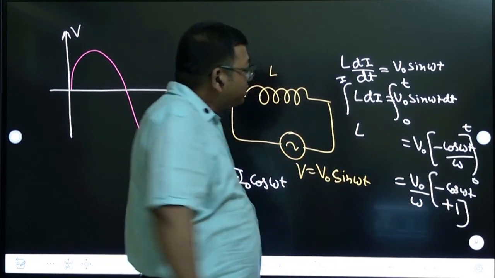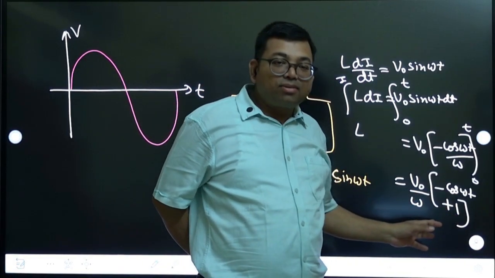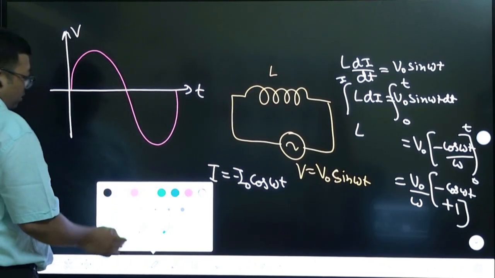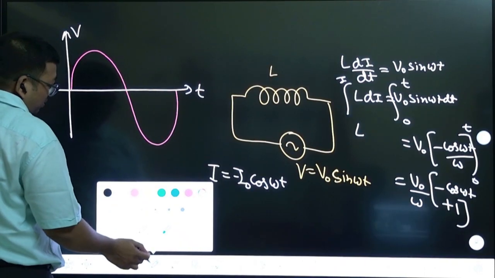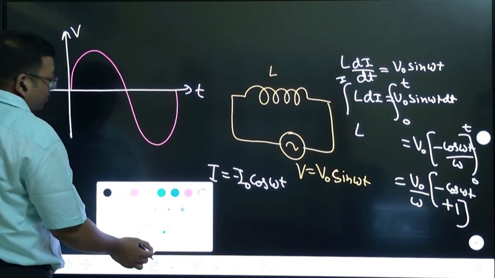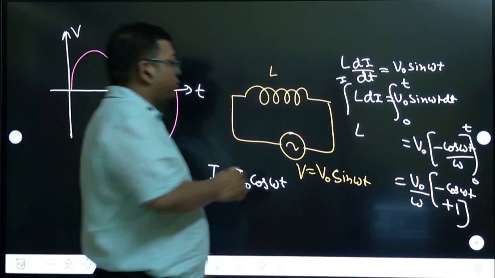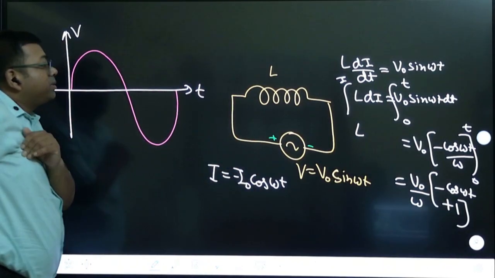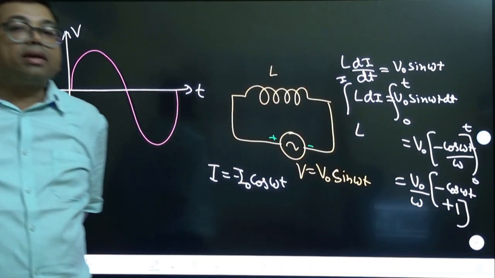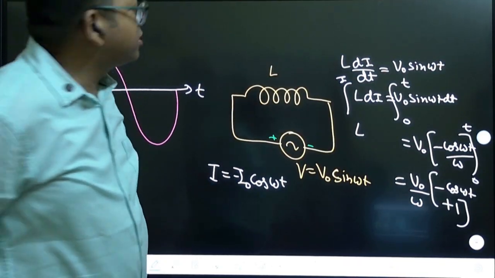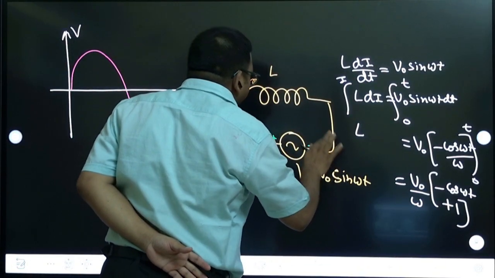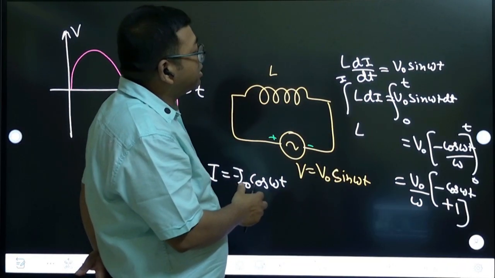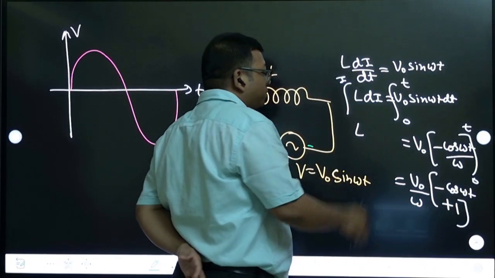Now think about it. Here it looks like some maximum value is coming. If you try to see the graph, this is the voltage graph. Suppose you have just switched on. Just when you switch on, what do you think will be the current here? Will the current be 0 or will the current be maximum? So the integration limit current will not be 0, the current will be the maximum, and that maximum current is V naught by omega L.